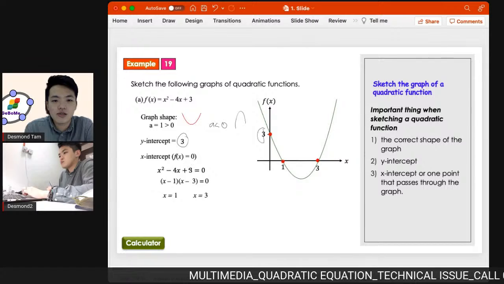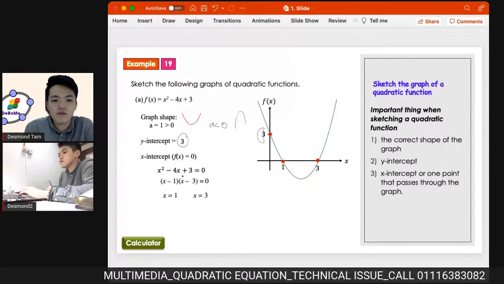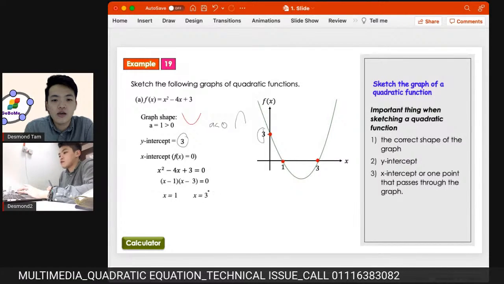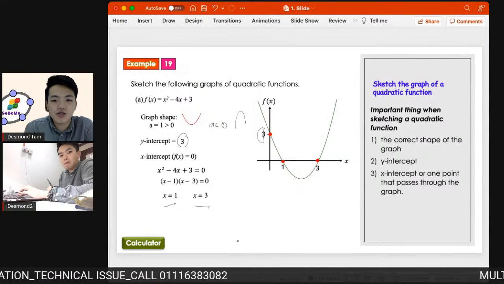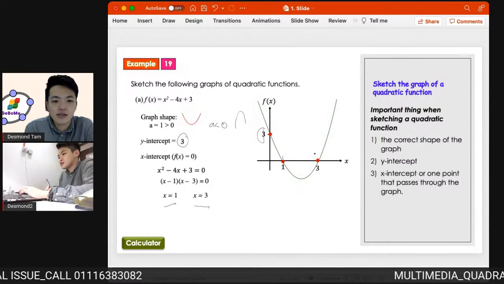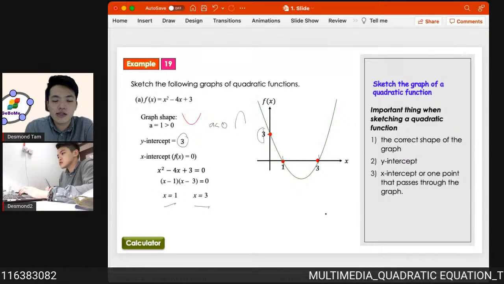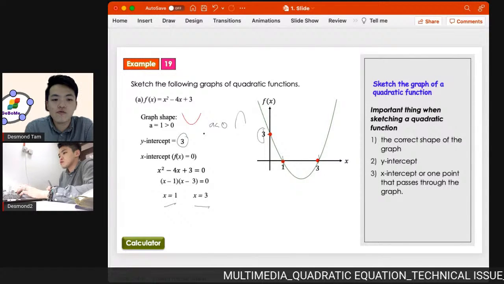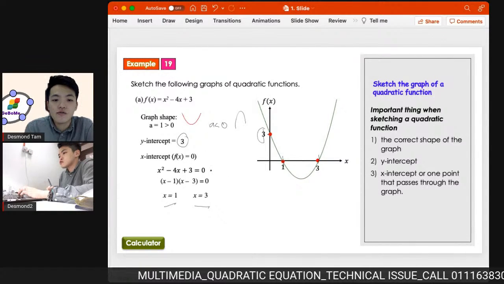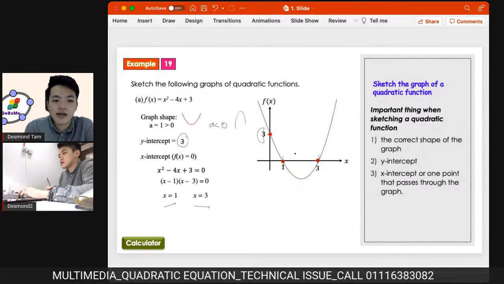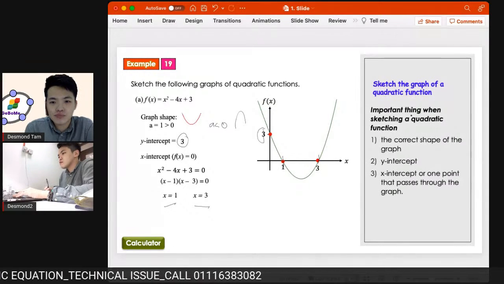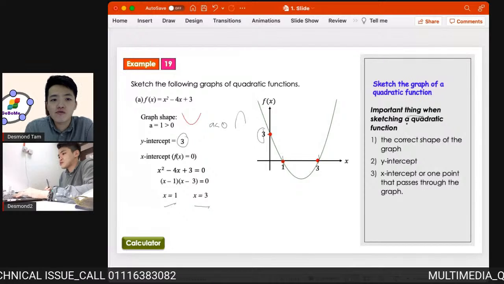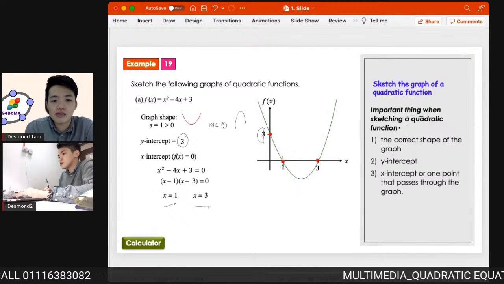So in this example, after we factorize, we will find that x equals 1 and x equals 3. So these are the touching points. Through this way, we know there are 2 points, which are x equals 1 and x equals 3. There is an important note that we need to see whenever we are sketching a quadratic function.